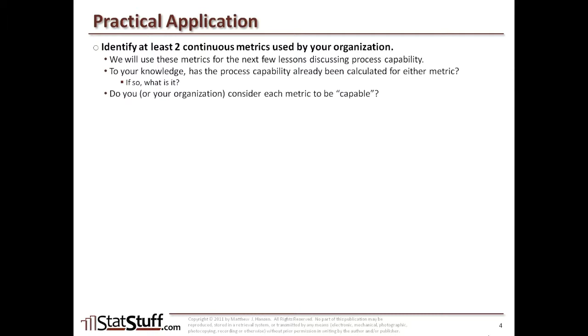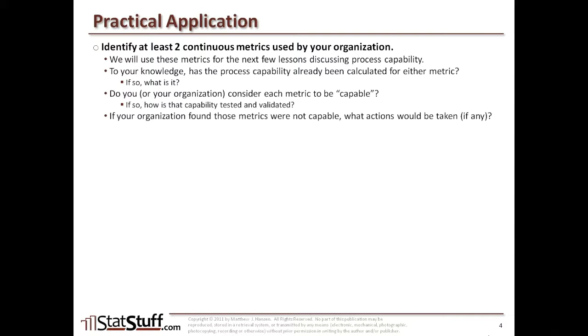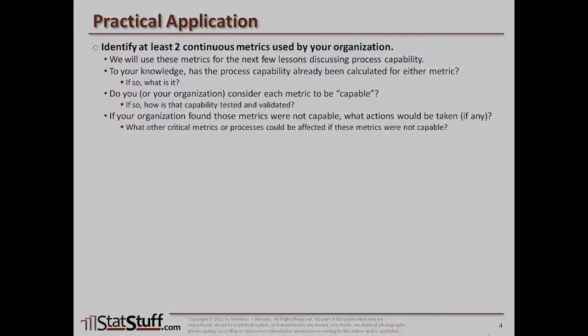Or do you or your organization consider each metric to be capable? If so, then how is that capability tested, and how do you validate that? If your organization were to find that those metrics were not capable after all, then what actions would be taken, if any? And what other critical metrics or processes could be affected if you find these metrics were not capable?